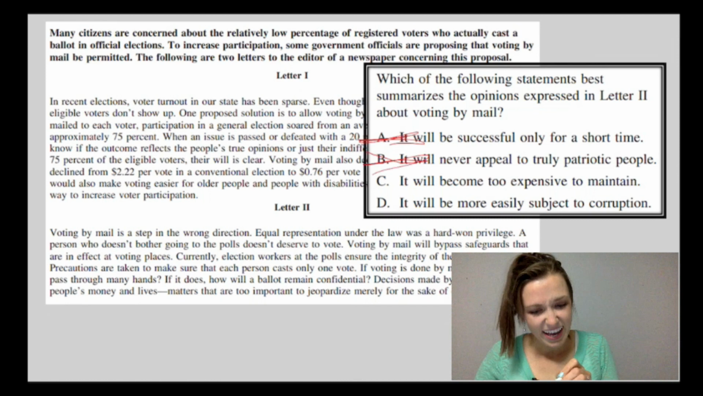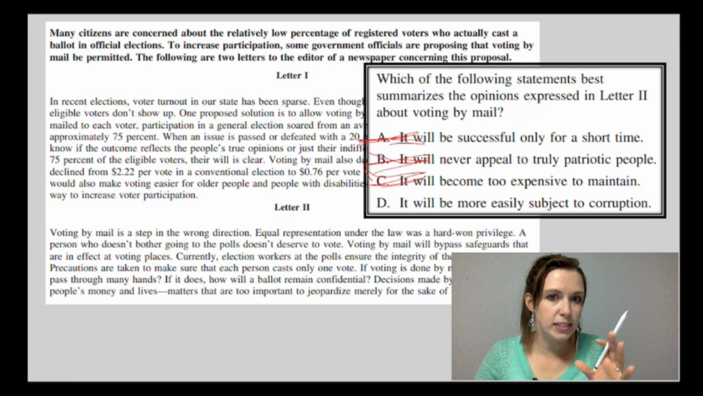It will become too expensive to maintain. It doesn't talk about cost, right? It's just saying it's too easy to corrupt. That's the main point of letter 2.